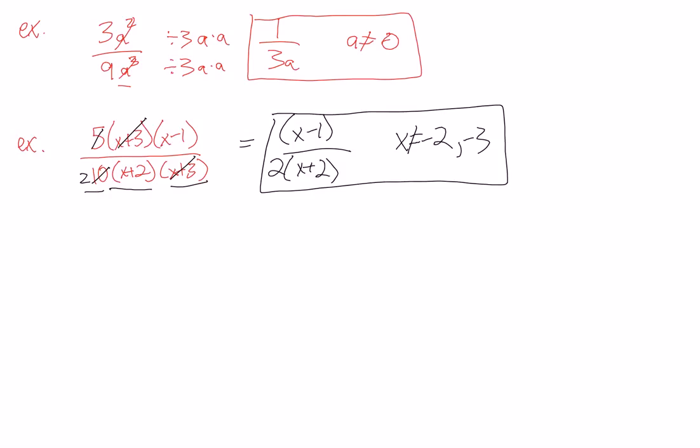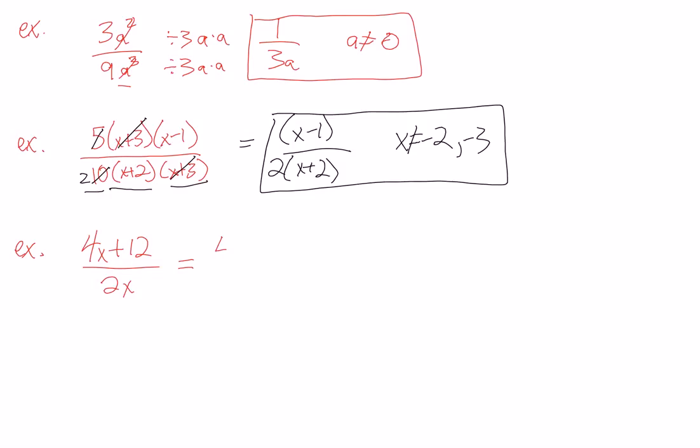Okay, let's try a different one. In this case, let's suppose we have 4x plus 12 over 2x. First step again, can you factor? We want to ask ourselves, can we factor it? Always try common factoring first. So is there anything that's common?